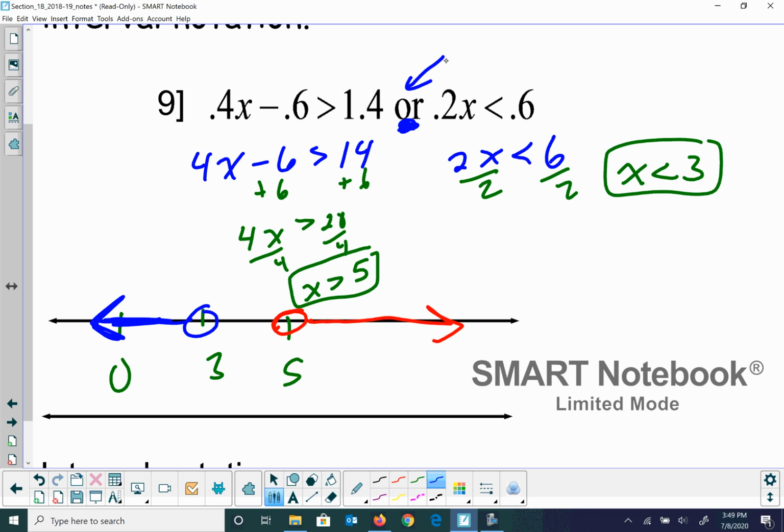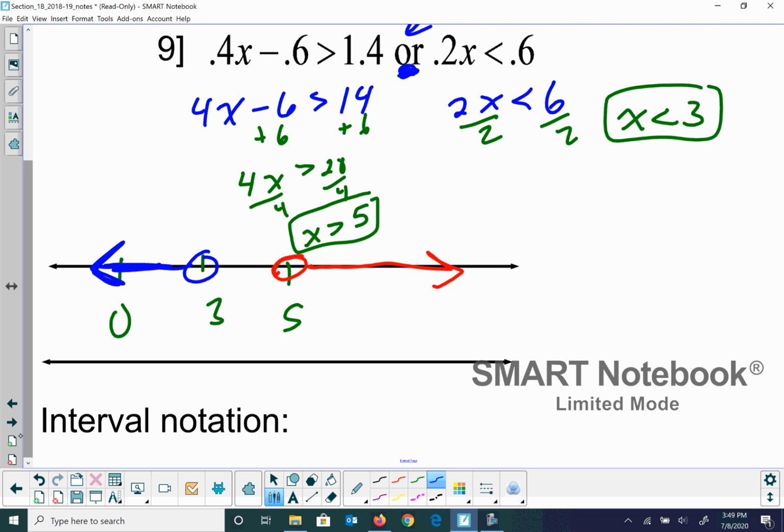There was no solution to the problem. But we have the word or, so this or that can work. Okay, so let's write this. That's going to negative infinity. That's going to positive infinity. So my interval notation is going to kind of have a lot to it.